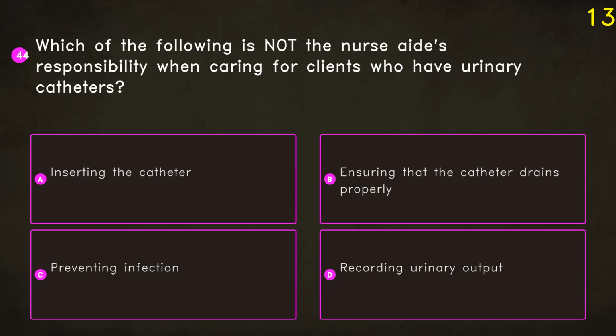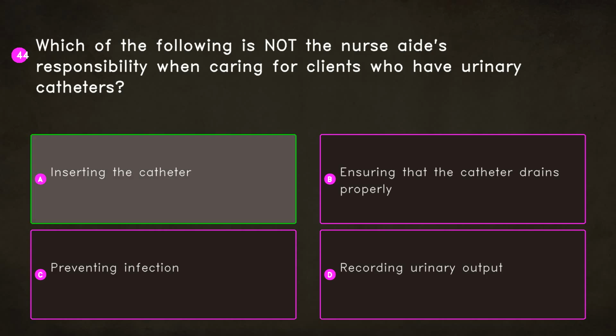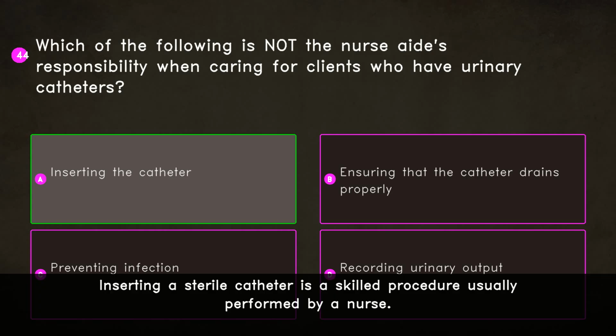Question 44. Which of the following is not the nurse aide's responsibility when caring for clients who have urinary catheters? A. Inserting the catheter, B. Ensuring that the catheter drains properly, C. Preventing infection, D. Recording urinary output. The correct answer is inserting the catheter. Inserting a sterile catheter is a skilled procedure usually performed by a nurse.